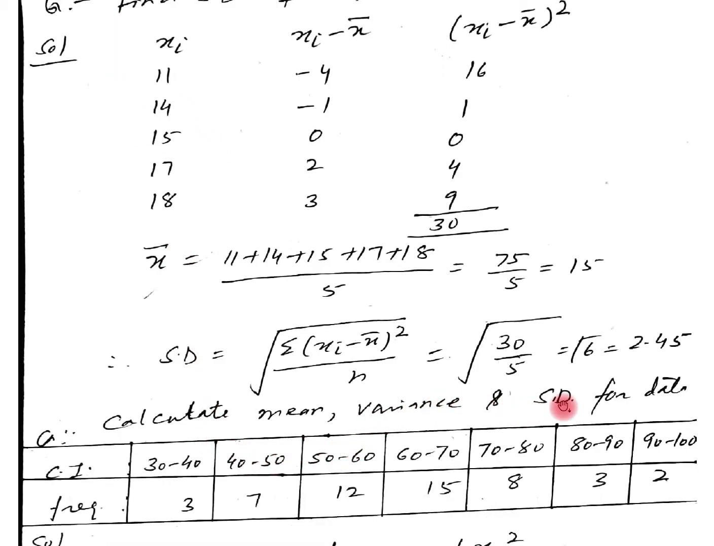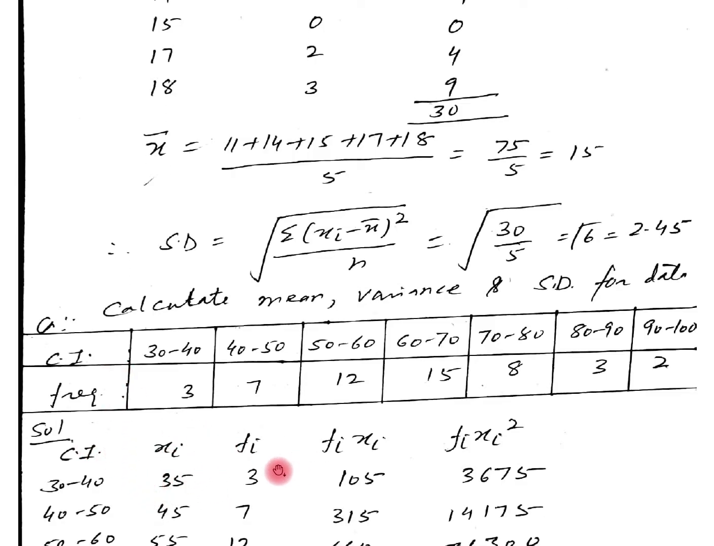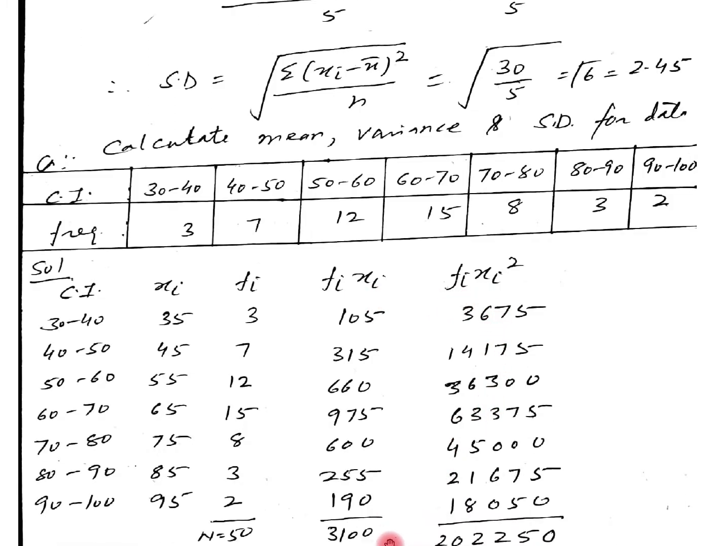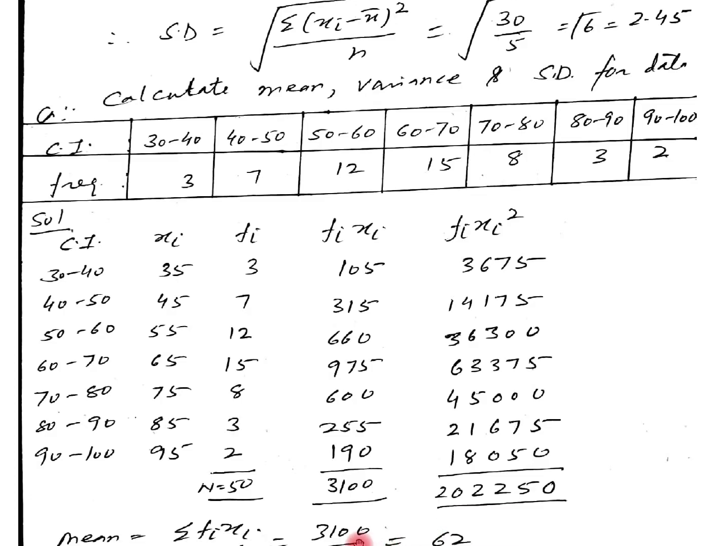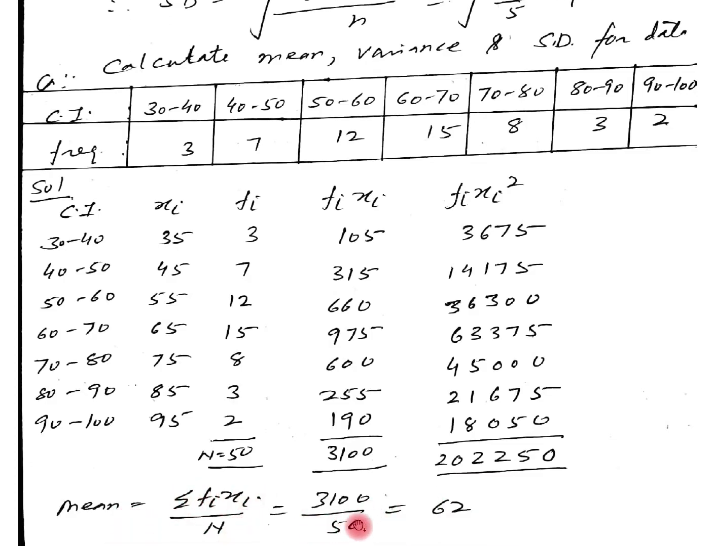Calculate the mean, variance and standard deviation of this data. Class interval is given, frequency is given, making the columns fi, xi, fi xi square. Then again adding all these columns. First we can find the mean, equal to sigma fi xi upon capital N, equal to 62. Similarly, we can find the variance and then the standard deviation.